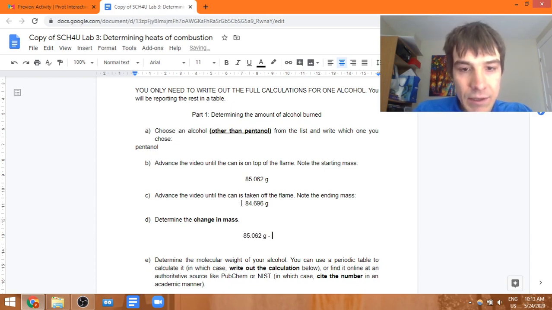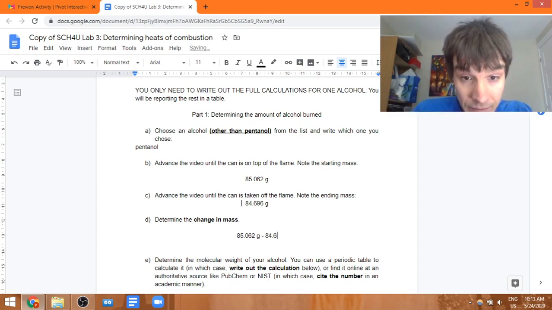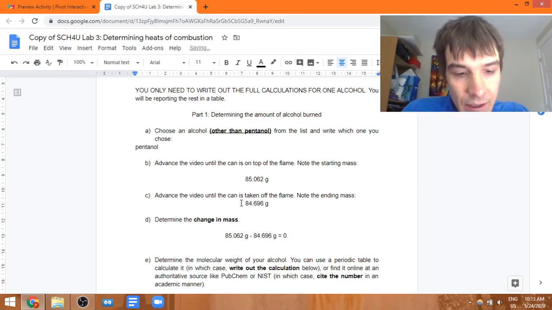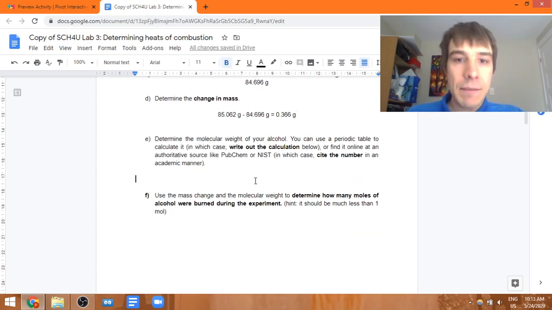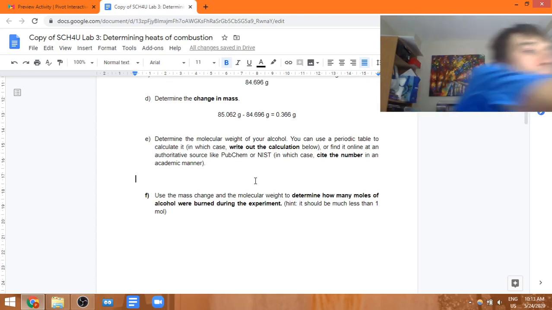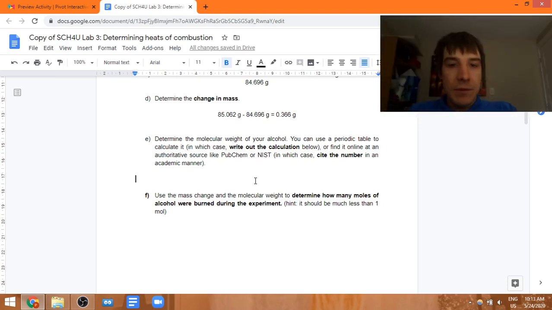We want our lab reports to be reviewable so that people can see what we did. And always the units, always keeping those units in there, 0.366 grams. Determine the molecular weight of your alcohol. You can use a periodic table to calculate it, in which case we write out the calculation below. We can do that. I grab a periodic table of the elements, and I'm just going to write it out.